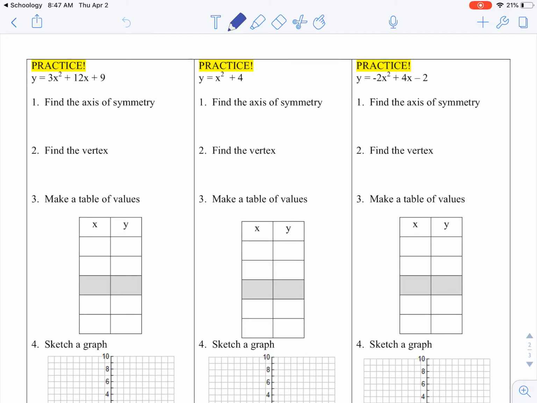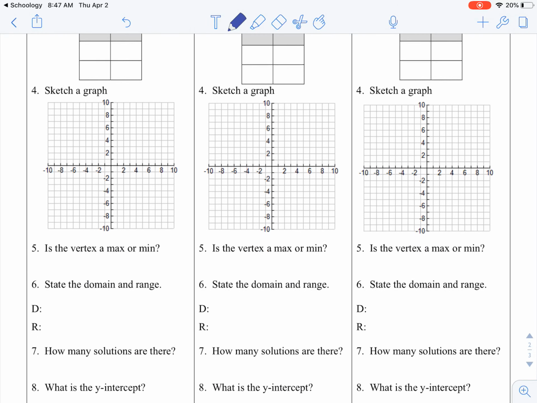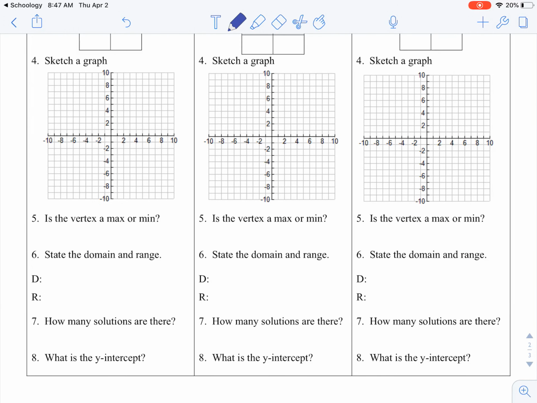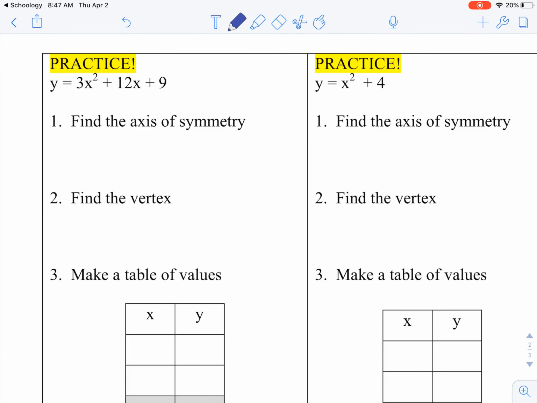In the second page, we're going to go through a full process with the standard form, which we are going to start with the axis of symmetry, find the vertex, make a table, sketch it, and answer our questions: max, min, domain, range, solutions, and y-intercept. So same process that we did with vertex form.